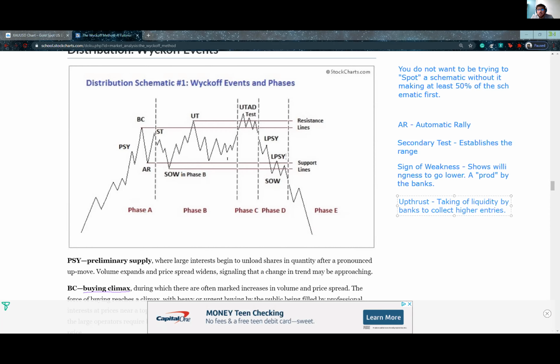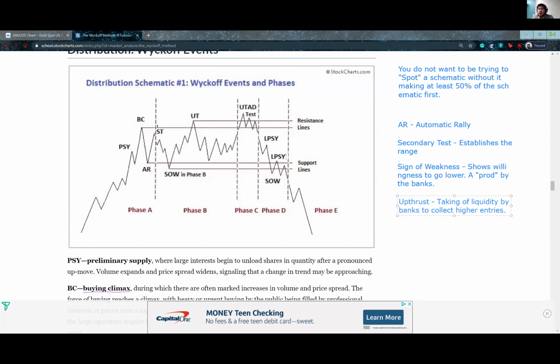Okay. So as we continue on, let's memorize the pieces of the schematic that we have so far. What do we have? We have the preliminary supply, which is kind of like the pumping of the brakes of the banks. The buying climax, which is essentially the highest point and the top of the range, the ceiling of the range. We have the automatic rally, which creates the floor of the range. And then we have the secondary test. The secondary test establishes the range.